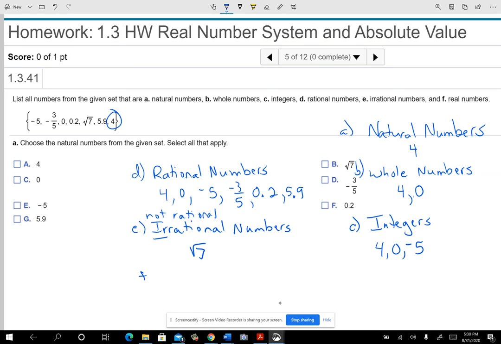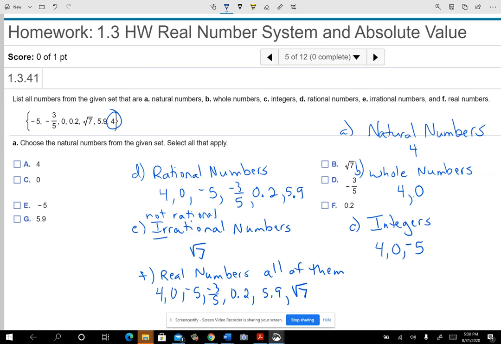And then on F, for real numbers, that would be everything in this list. It would be all of them. The only thing you would know of that's not real would be if you had something like an i, later you'll learn about those, or if you had a negative underneath a square root sign. So you would list all the ones you had before that were rational. Okay, so that's everything in that list. Then you would include anything that was irrational, which is basically the whole entire list. Those would be your real numbers.